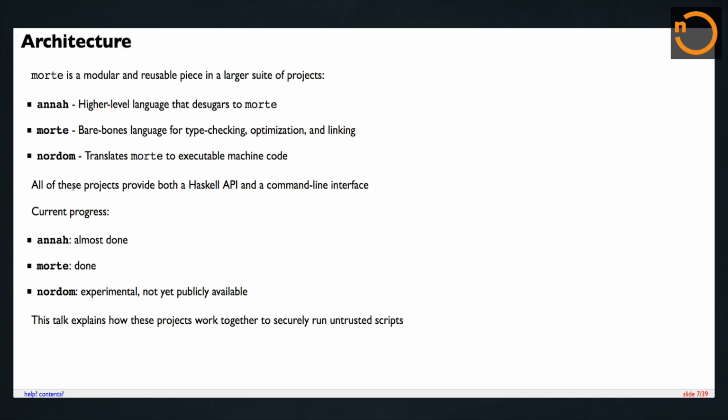All of these projects have two APIs, so they're all Haskell libraries, so you have a Haskell API for generating or compiling code, but they also provide a command line interface as well. So if you don't want to ever have to depend on Haskell, each of these provides an executable, which takes some text on standard input and pipes something on standard output. And the current progress of these projects is that Morte is essentially done. It's ready for public consumption, well documented, stable, and Anna, though, is almost done, meaning that the compiler is done, but it also comes associated with a library of standard utilities I'm going to be building.